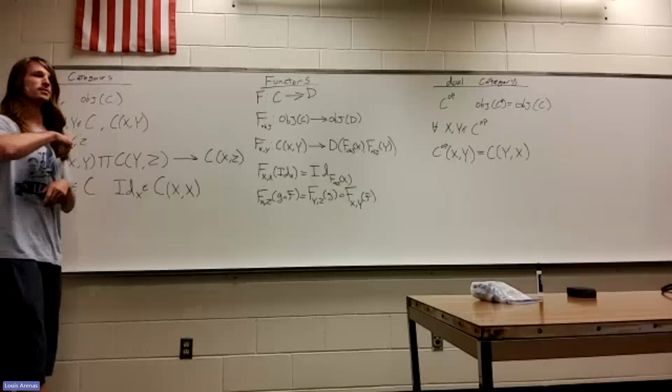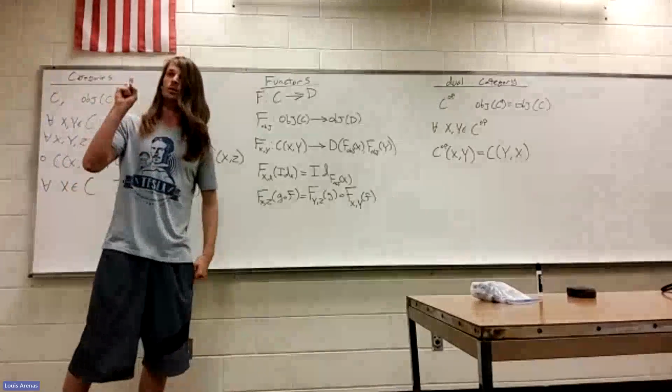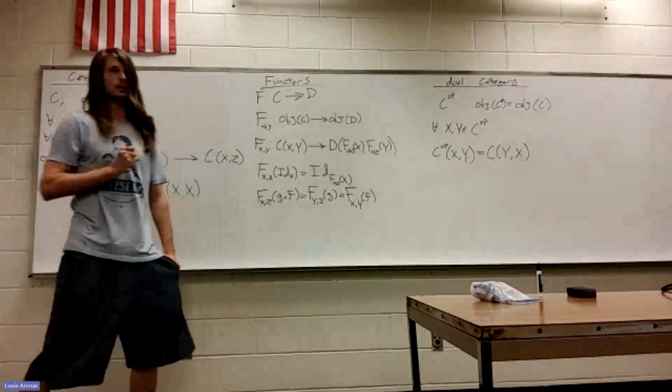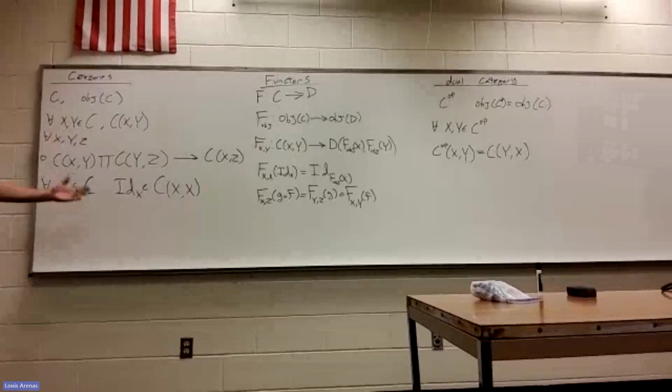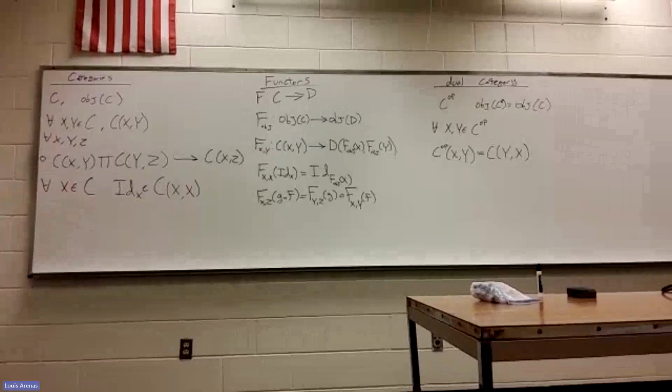So if I have three morphisms in a row that I'm going to compose, there's only one morphism that I can make. And everything has an identity that works exactly how you would expect it to, on either side.